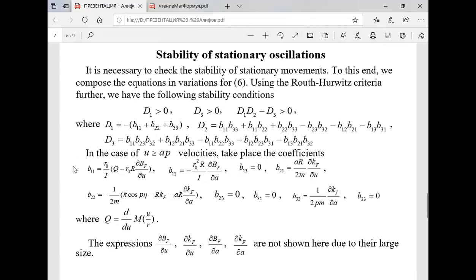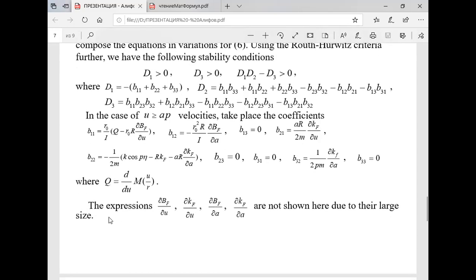In the case of u greater than or equal ap, we have the coefficients. We can see these coefficients b sub 1 1, b sub 1 2, and so on, where q is equal to the next expression. The expressions are not shown here due to their large size.